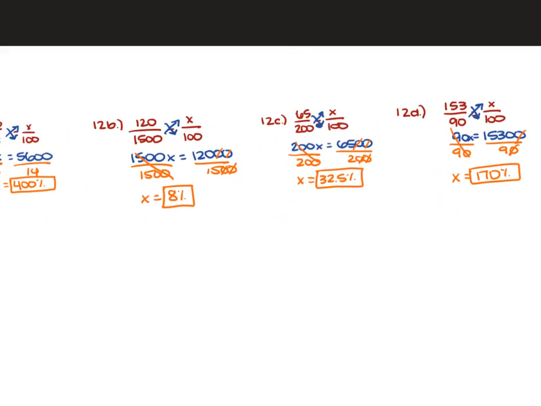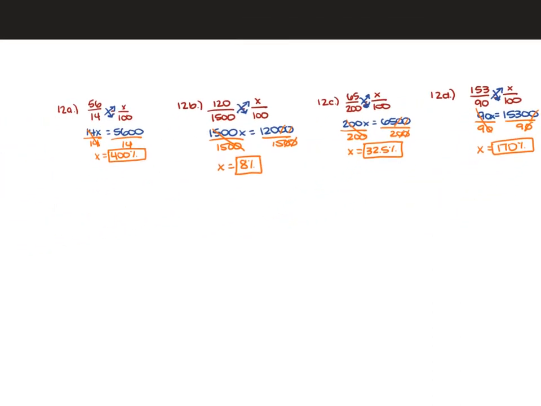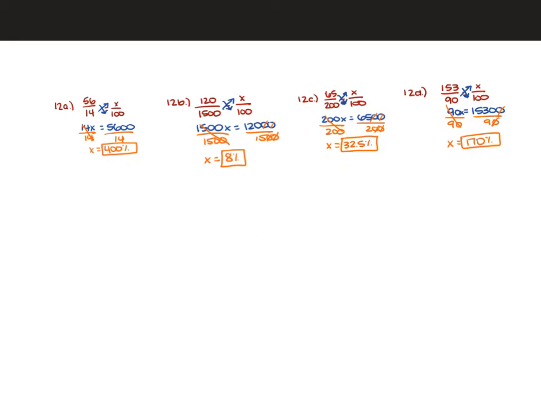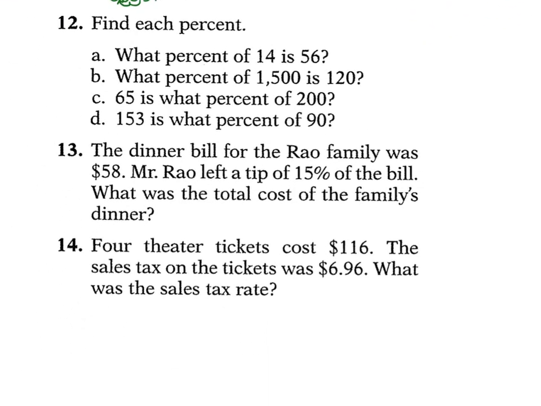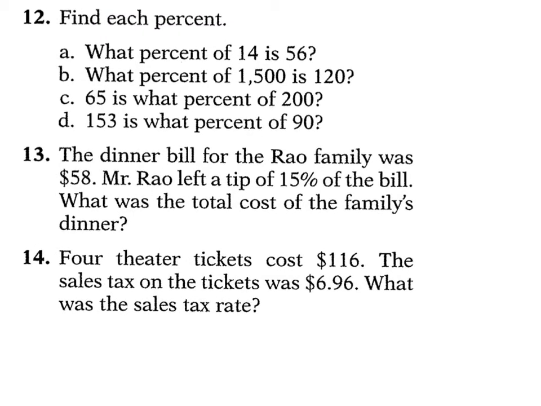You want to keep in mind what they're asking you for when you're doing these. So for 13, it says the dinner bill for the Rayo family was $58. Mr. Rayo left a tip of 15% of the bill. What was the total cost of the family's dinner? So we're taking 15% of $58 plus the $58. So we're going to do 58 plus 58 times 0.15.